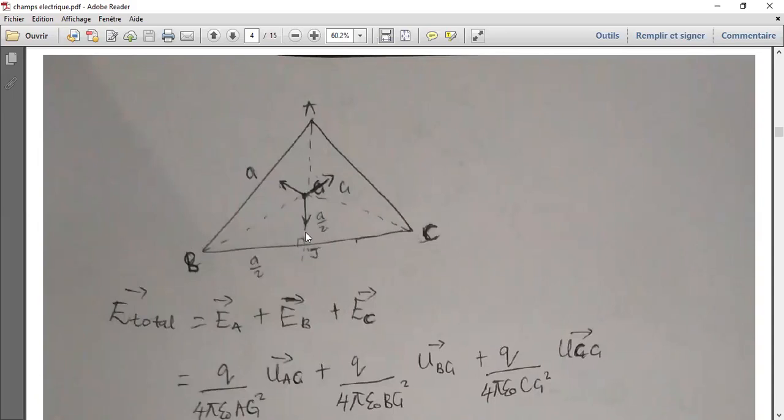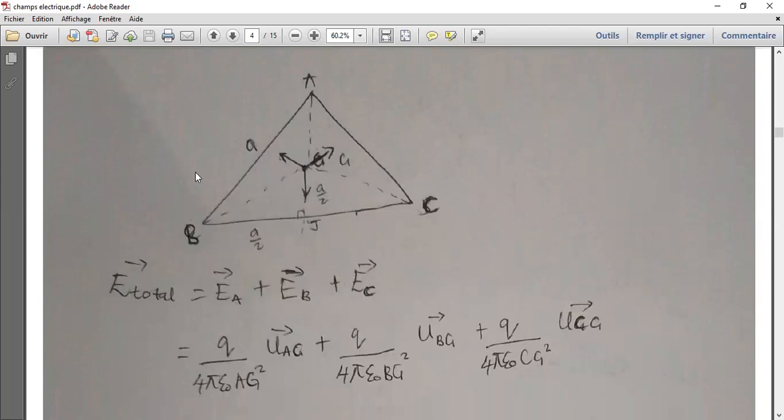And you should also note that the distance AJ is not equal to R. But since the point G is on the center of the triangle, the distances BG, AG, and CG are equal, but they are not equal to A. That's why we are forced to calculate the distances BG, AG, and CG, because we don't know what they are equal to, because this distance AG is really a short distance as compared to the side ones.